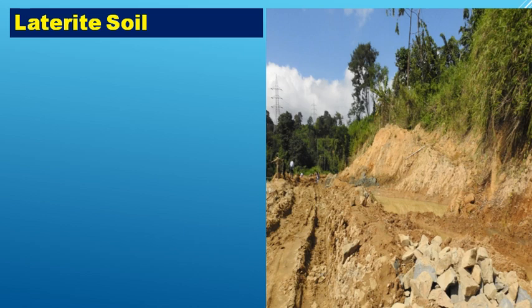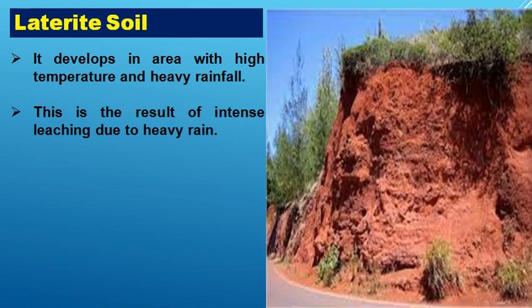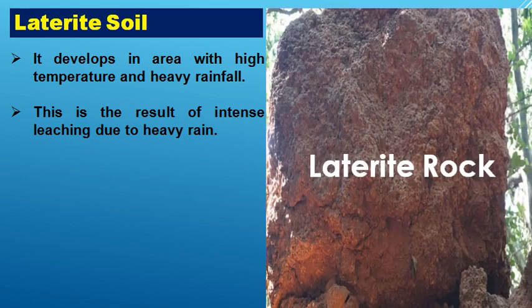Then comes laterite soil, and laterite soil is found in the regions of heavy rainfall, and then in summers the temperature is high. It is found in the areas with high temperature and heavy rainfall. What happens because of heavy rainfall is intense leaching. Now the rocks that are found in these areas are rich in lime as well as silica, and lime and silica easily react with water and flow out of the rock.